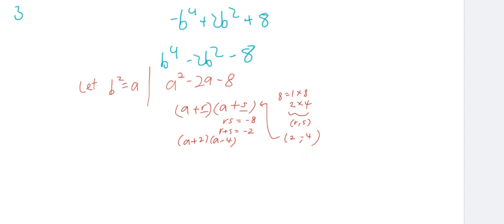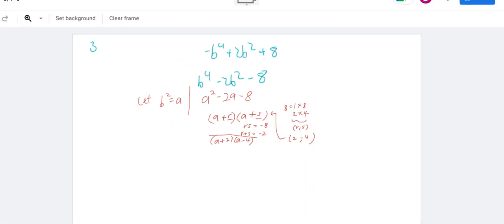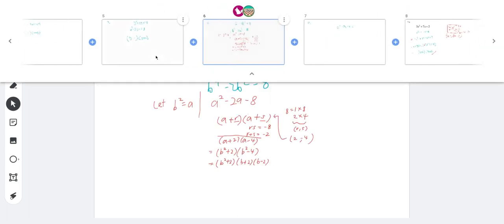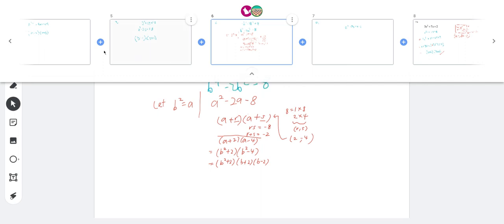Yeah. And then because the question depends on b instead of a, we can switch back a equals b squared. So we switch the a to b squared, and the next one is also b squared minus 4. Okay, and then b squared minus 4, we can factor again to be b plus 2 times b minus 2. Yeah. And then the next one is a similar method to this question number 3.